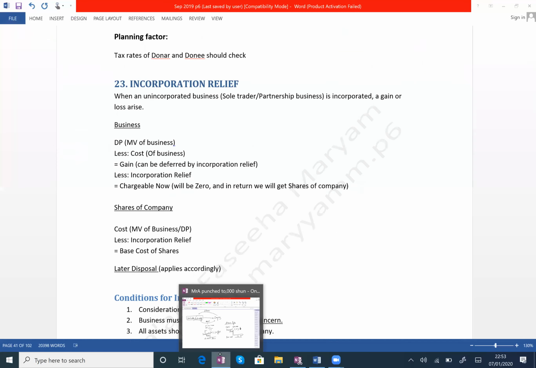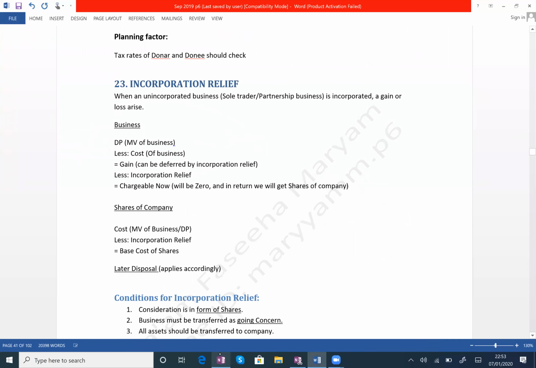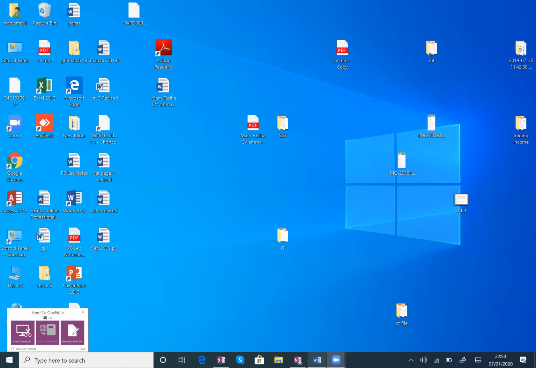Before doing the question, you can see my notes under the incorporation relief heading, and you can see the business heading and the share of company. Same thing I just mentioned here on the screen.